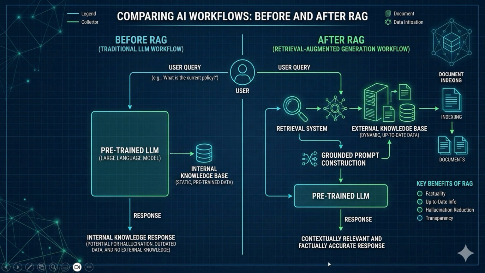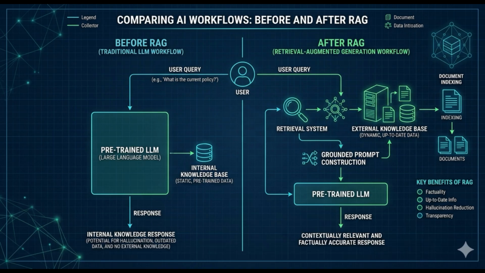Now in the second image, we have upgraded the AI system with a retrieval system which has the capacity to fetch real-time data. So now when the question is asked, the retrieval system connects the user query and the external knowledge and sends the combined information to the pre-trained LLM. This makes the LLM provide a better response which is contextually relevant and factually accurate.